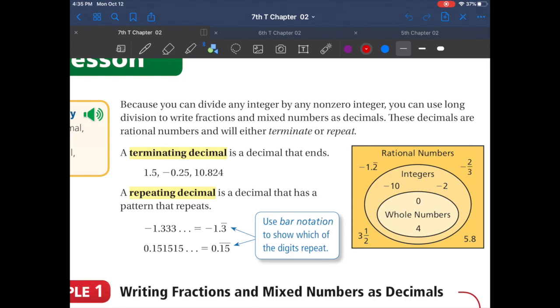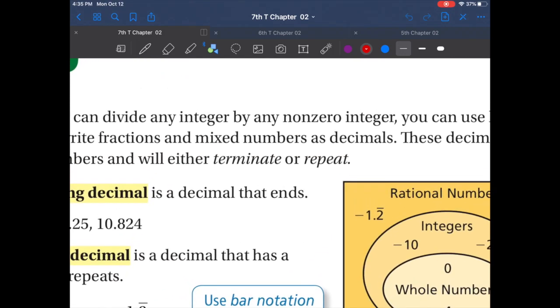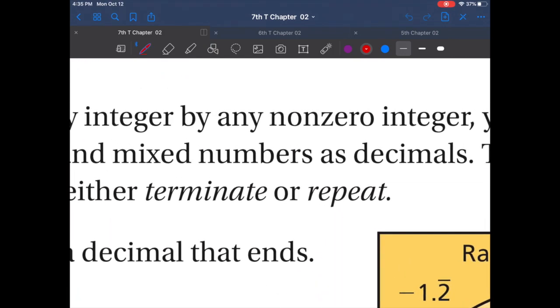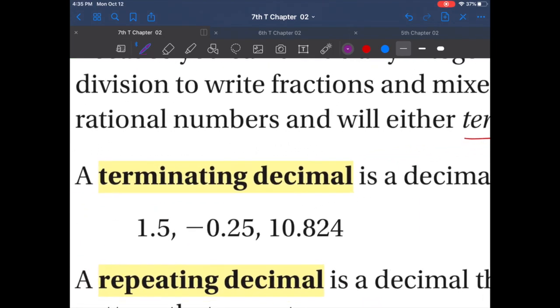So now we can divide an integer by a non-zero. You can also use long division to write fractions. Now, these are rational numbers and they will either terminate or repeat. Well, let's think about these words really quick. Terminate, terminator. What does that mean? To terminate. It means to end, to stop. It doesn't go on. Whereas the word repeat means it continues and it just repeats, okay? We've run into this and this should be fairly easy for us to solve.